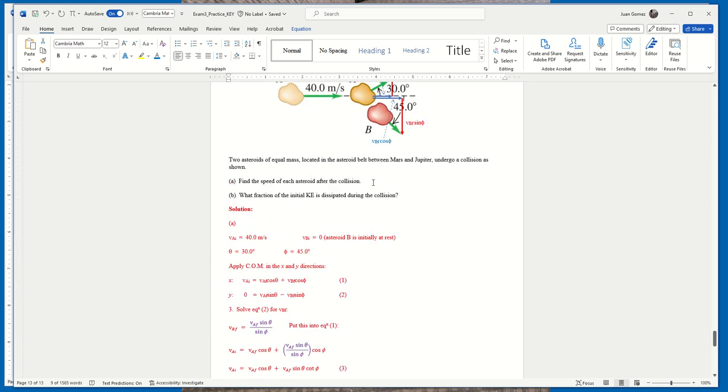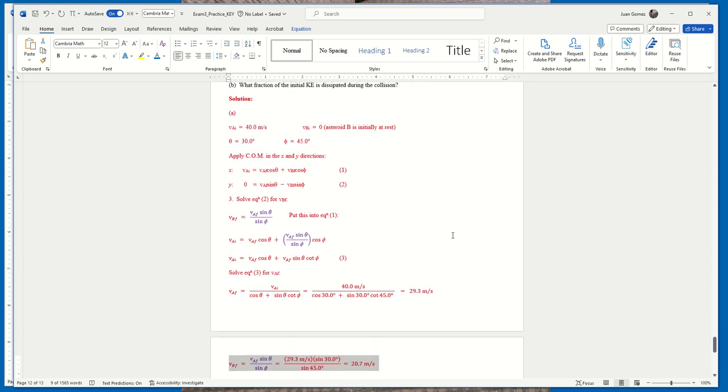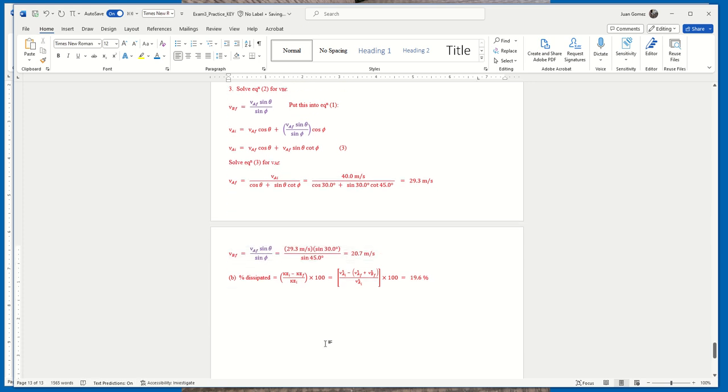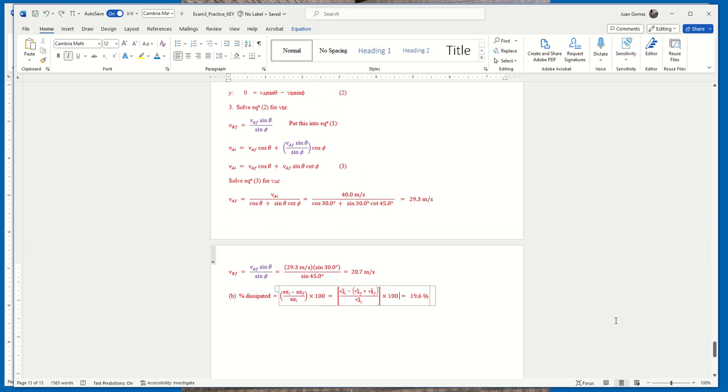And then in part B, I want to know what fraction of the initial kinetic energy is dissipated, in other words, how much is lost. Percent dissipated means you take the initial minus the final, divide by the initial, and then multiply by 100. The initial kinetic energy is proportional to VAI squared. The final kinetic energy is VAF squared plus VBF squared, divided by the initial VAI squared, times 100. You get 19.6.